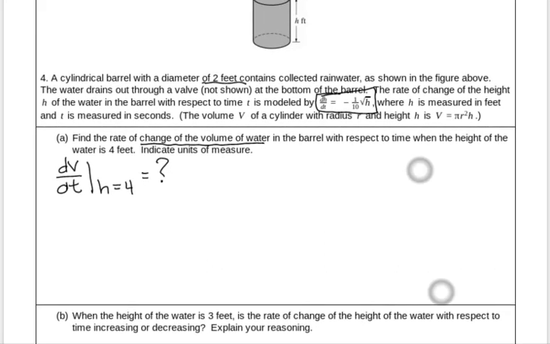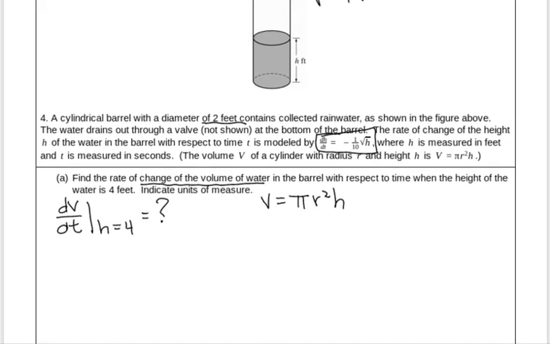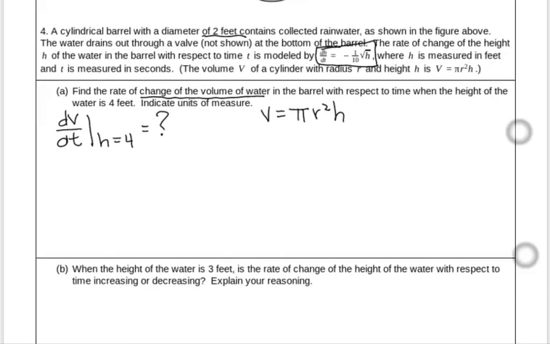Let's look at this volume equation. We know that volume is equal to pi r squared h. And we set up here that the radius doesn't change at all. It's always going to be equal to 1. So the volume in this case is always just going to be pi times h. If I want to look for dV/dt, that means I'm going to take the derivative of this pi h. Pi is just a constant, and the derivative of h with respect to time is dh/dt.